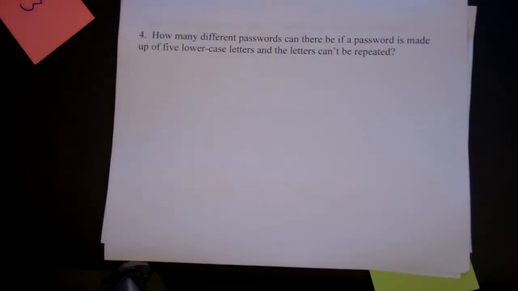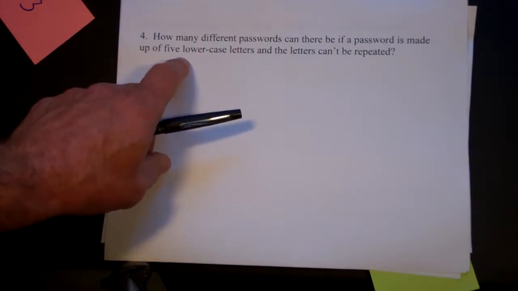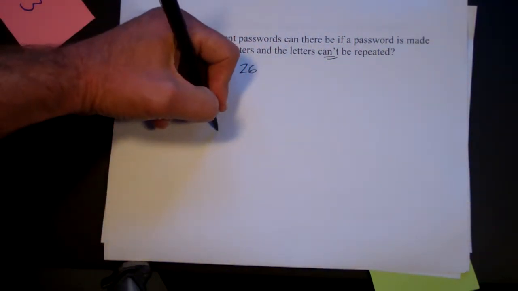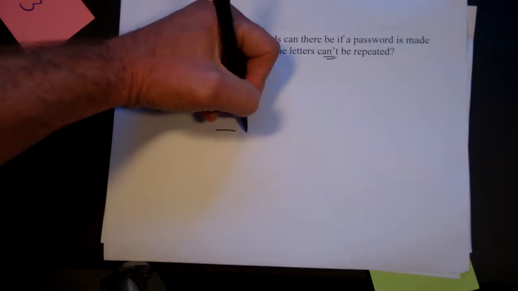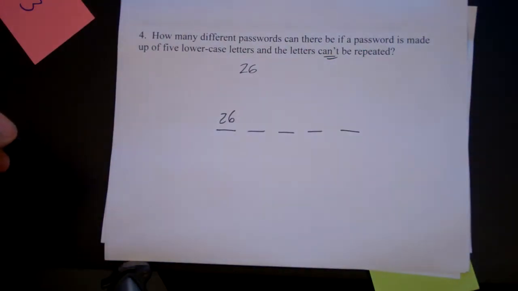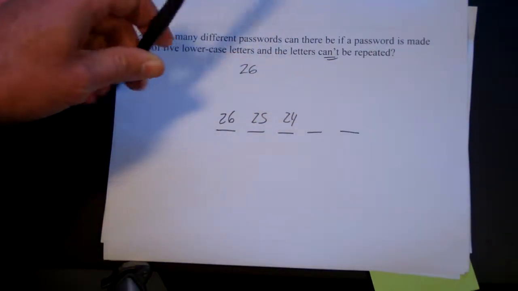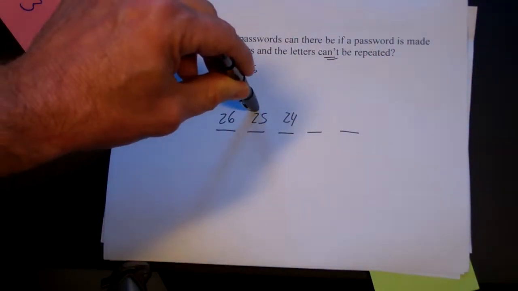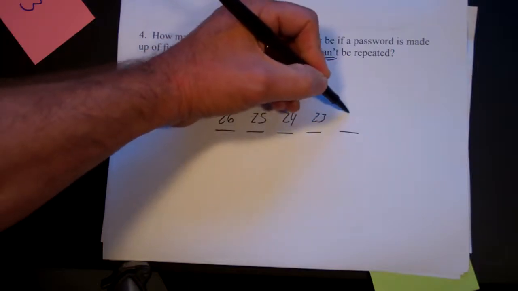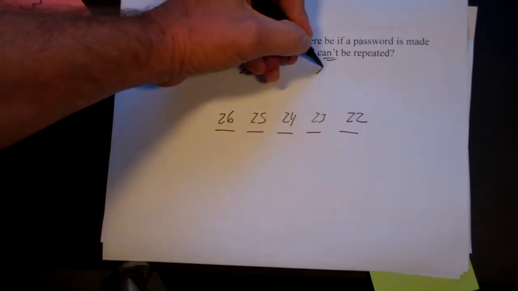In the fourth problem, we had a series of questions to answer. The first one: how many different passwords could there be if a password is made of 5 lowercase letters? Well, there are 26 lowercase letters, and the key is they can't be repeated. So if you think about a password, if there are 5 spaces, 1, 2, 3, 4, 5, there are 26 different letters you can use for the first letter, and then 25 for the next one. Once you've chosen 2 letters, the fact that you can't repeat means there are 2 fewer to choose from for the third letter, and then 23 times 22. You just plug that in your calculator. The key here is that it cannot be repeated.